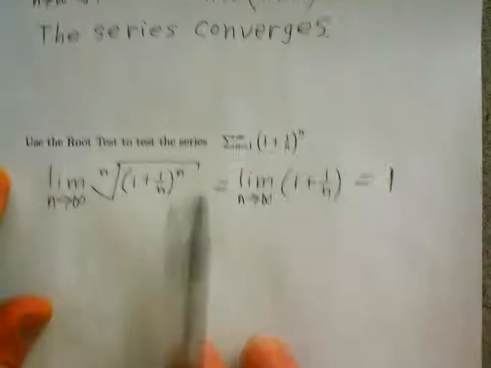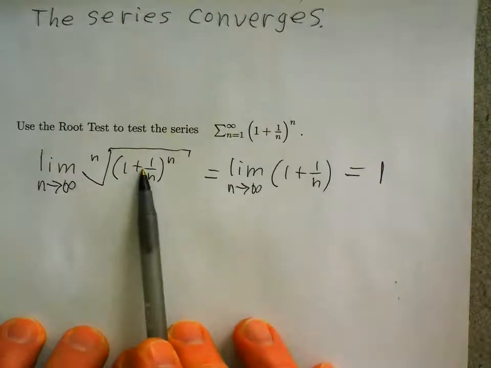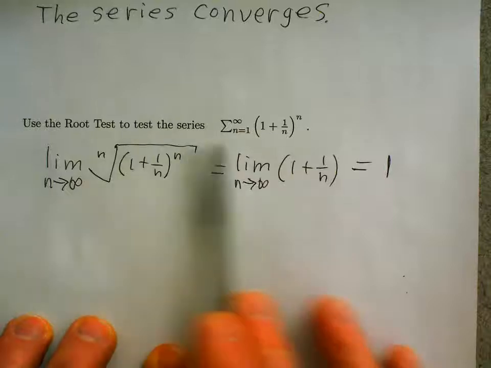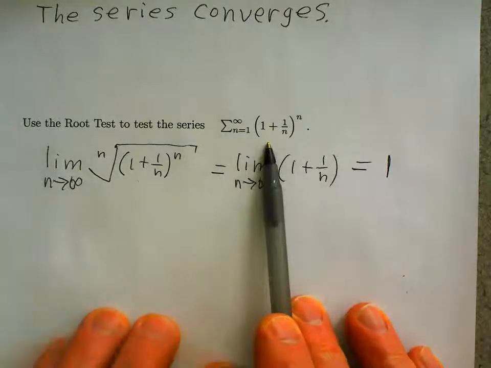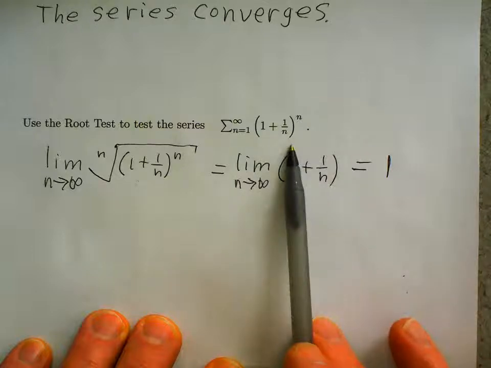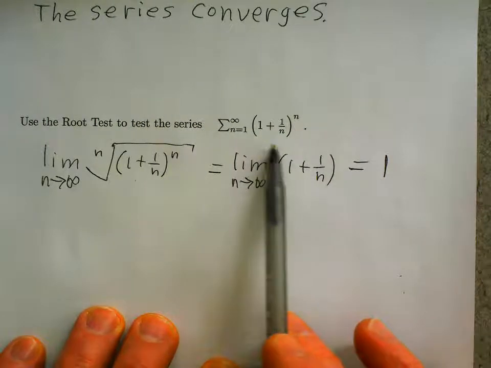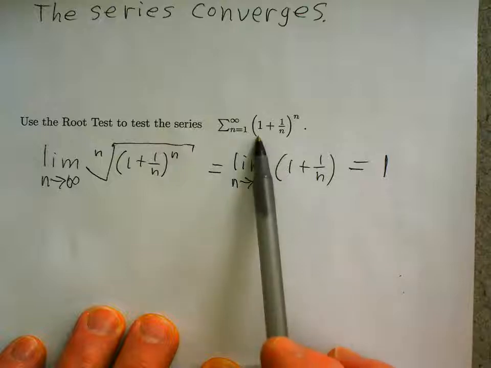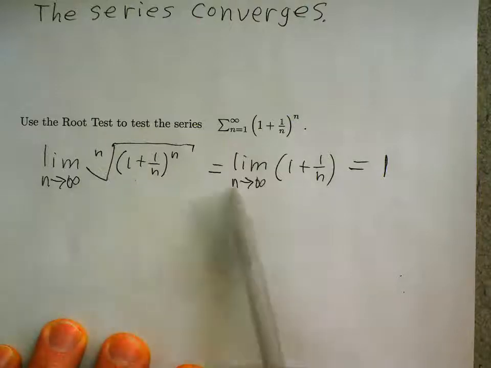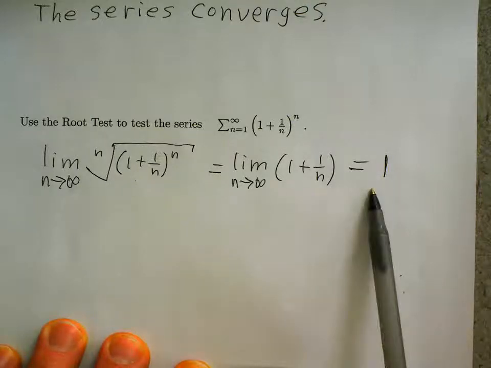Okay, we got to this example last time. The directions say use the root test to test the series. The terms are (1 plus 1 over n) to the n. So it seems natural to use the root test since we have this expression 1 plus 1 over n raised to the n. But when we computed this limit, we found that it's equal to 1.